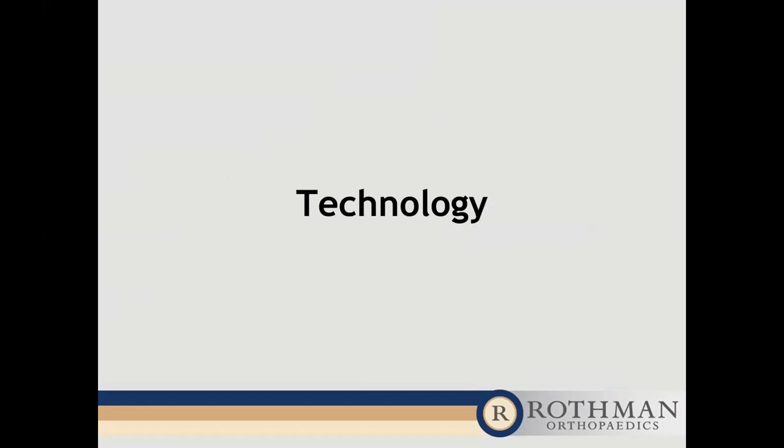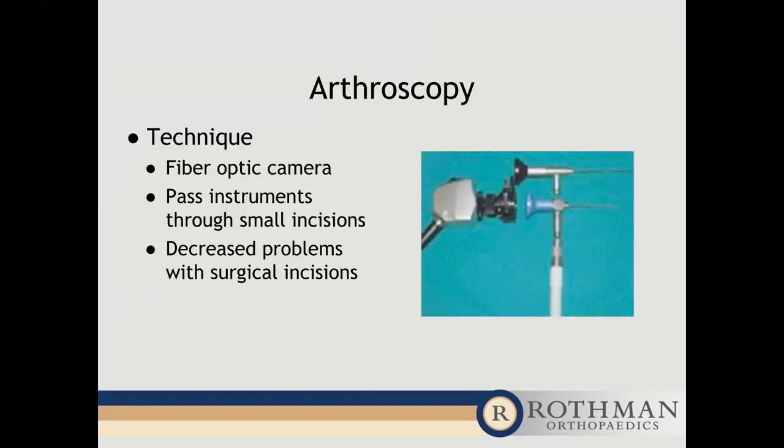So let's talk a little bit about technology. First technology is called the arthroscope, or arthroscopy is the technique. It's a fiber optic camera hooked up to a lens. And we pass these instruments, they're very small, about 4 millimeters in diameter, which is about an eighth of an inch in diameter or less. We pass those through small little incisions in the joints, especially in the knee. And these can decrease problems with surgical incisions. We can also do most of our surgeries in this minimally invasive technique and way.